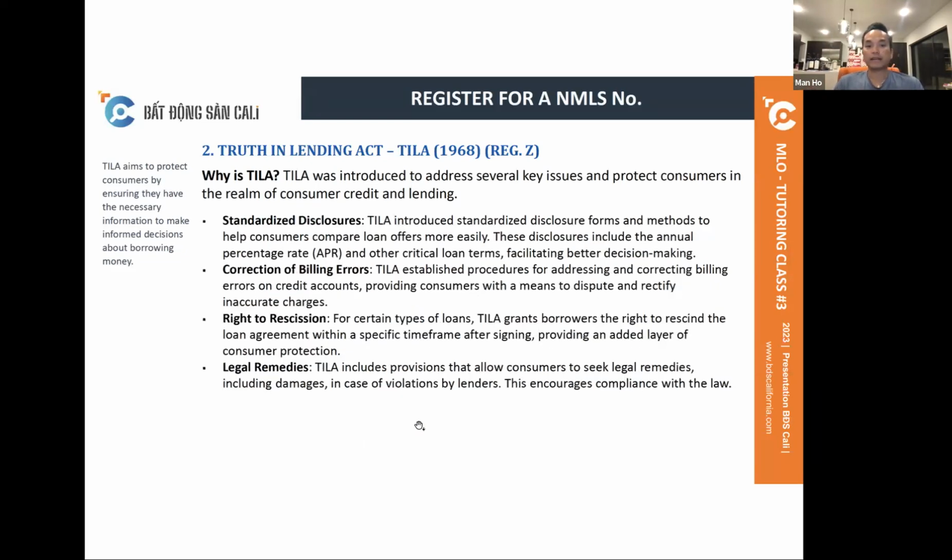And also to standardize the disclosures. They want the right process. Everything needs to be disclosed. Everything needs to be clear and transparent. And because of issues with billing errors, they introduced this to show how to correct those issues. They also mention the right of rescission and the legal remedies. Okay, that's why TILA was introduced.